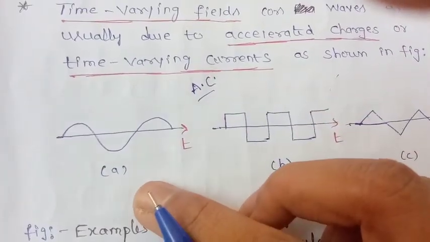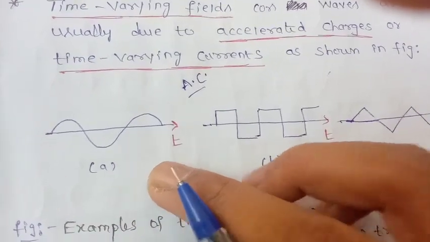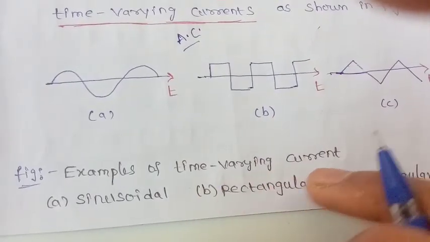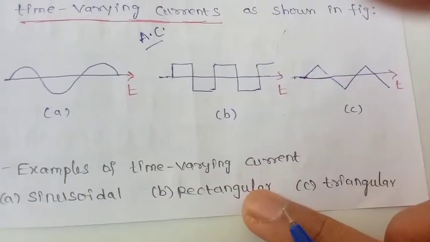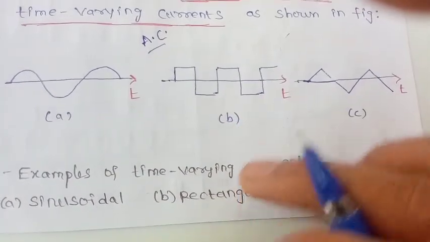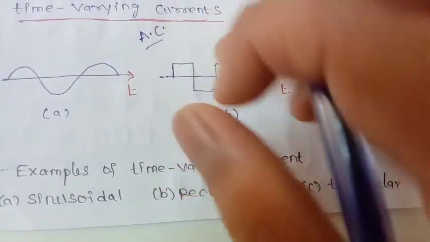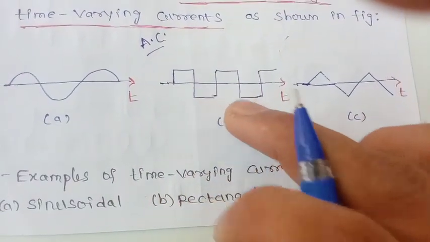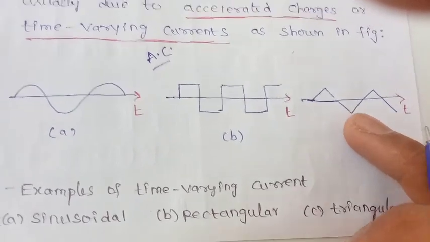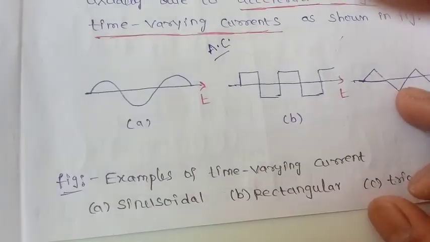These are the following examples of time varying currents or time varying fields: sinusoidal, square, triangular. Examples of time varying current: sinusoidal, square or rectangular. Depending upon the width of it, you can call it either a square or a rectangular. This is a triangular. Are you clear? This is nothing but the introduction.